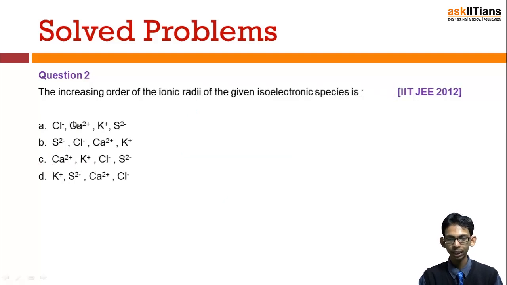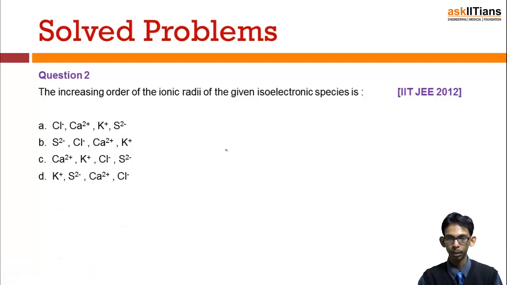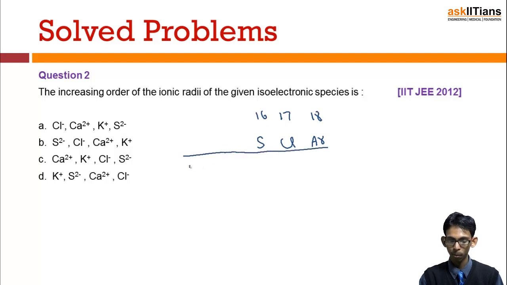Now we have to find out in this question the increasing order of ionic radii of the given isoelectronic species. Isoelectronic means these all have the same number of electrons. Okay, so let's write them down according to their position in the periodic table. Sulfur comes first in group 16, followed by chlorine in group 17, followed by argon in group 18, and in the next period comes potassium, after that calcium. This is how it is.